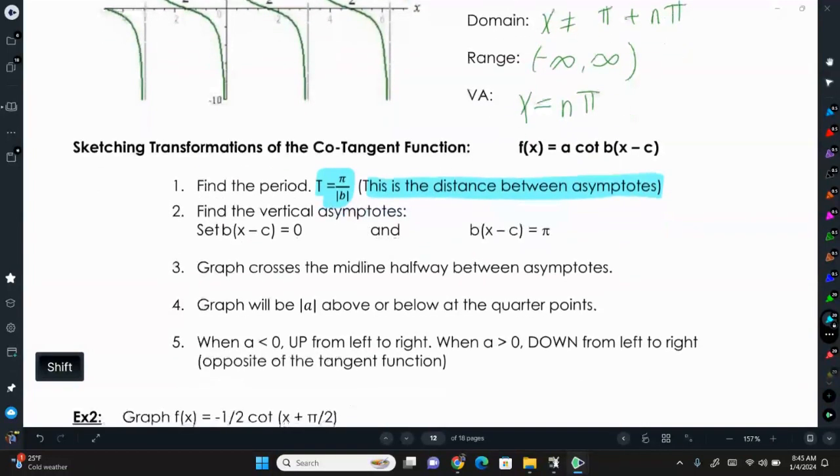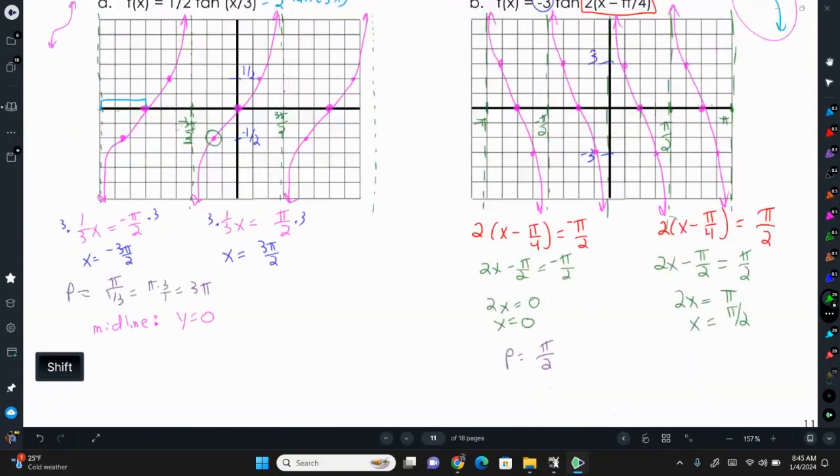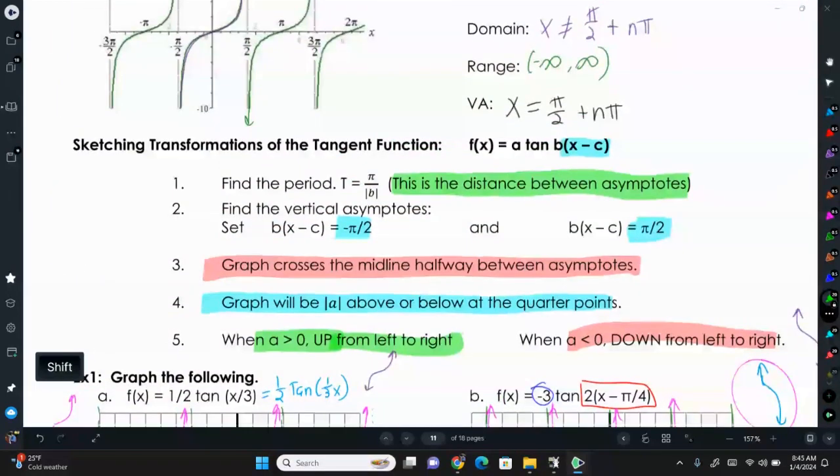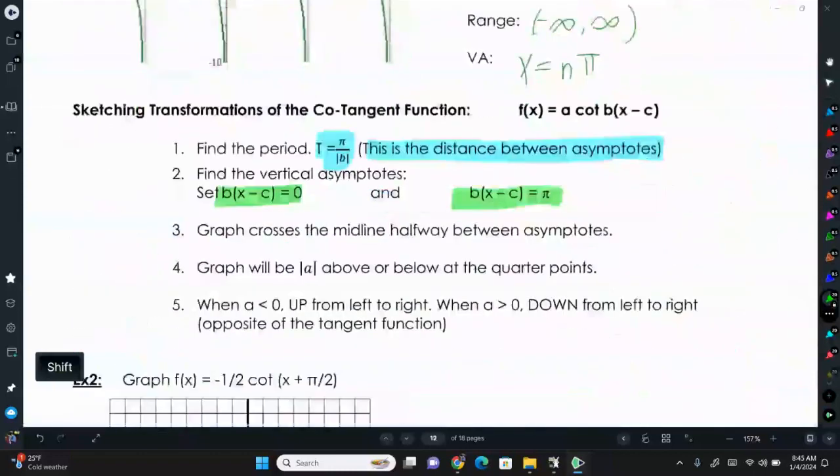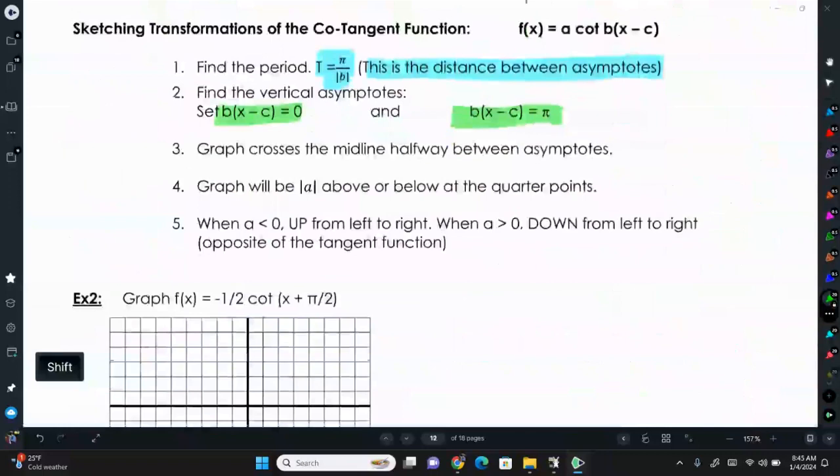And to find your first 2 vertical asymptotes, you're going to set the angle equal to 0 and equal to pi, instead of up here, where we set them equal to negative pi over 2 and positive pi over 2. And just like with tangent, the graph crosses the midline halfway between the asymptotes, so that midpoint again. And like tangent, our graph will be the absolute value of A above or below at those quarter points.